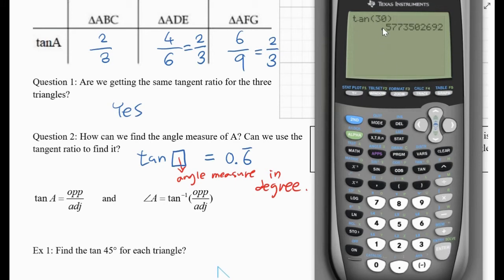That is 0.57. It's not 0.6 repeating. It should be a bit bigger than 30 degrees. Let's try 33. Oh, that is 0.64. Then let's try 35. Oh, 0.70. That's too big. Then let's try 34.